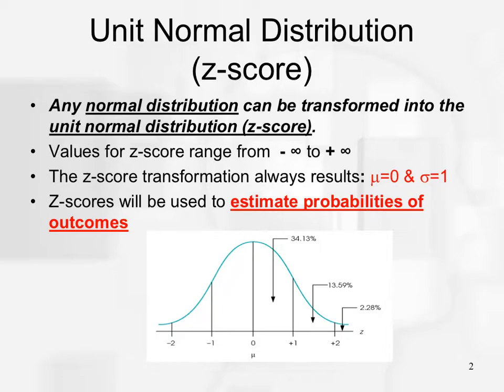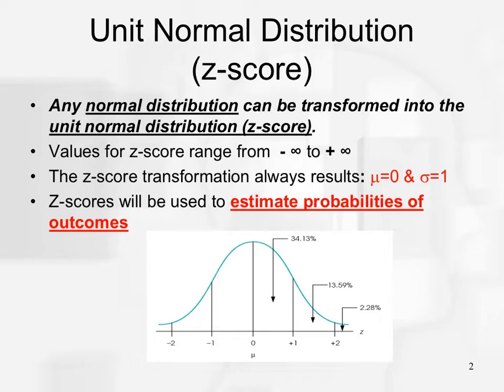The other part of this is that we use z-scores to figure out how far away our raw score is from the mean. So we figure it out in terms of proportions or probabilities. If you look at the curve, you'll see that between 0 and a positive 1 z-score, we have a proportion of 34.13%. Between positive 1 and positive 2, we have a proportion of 13.59%. And beyond 2, we have 2.28%.